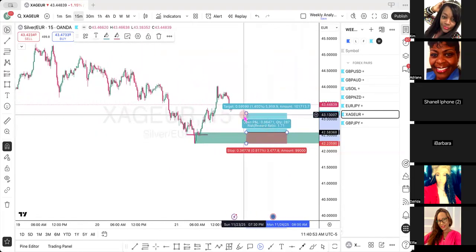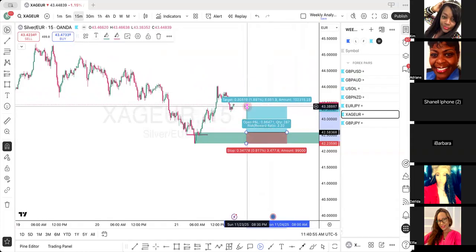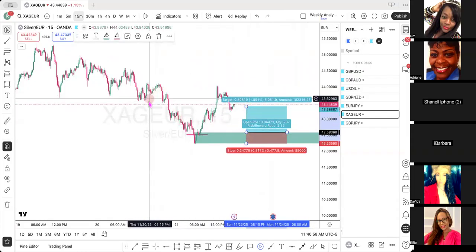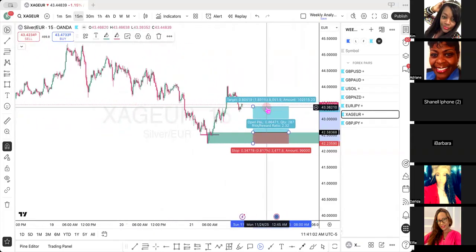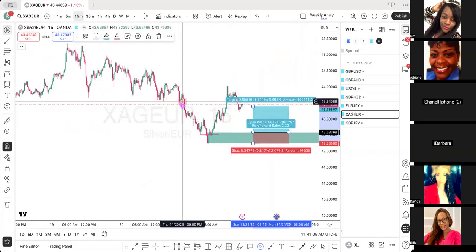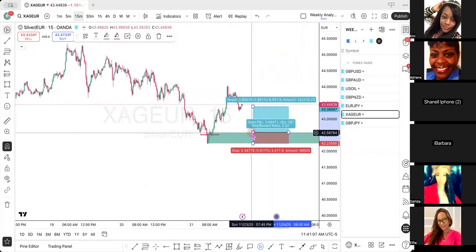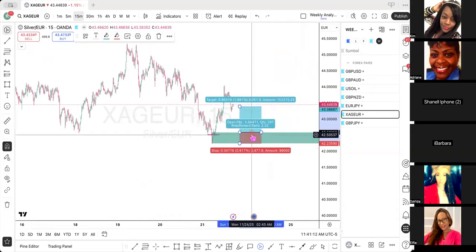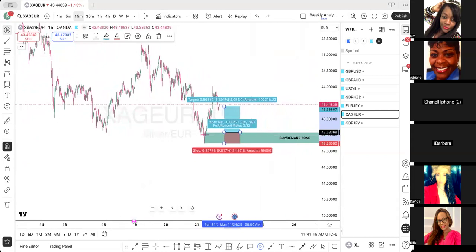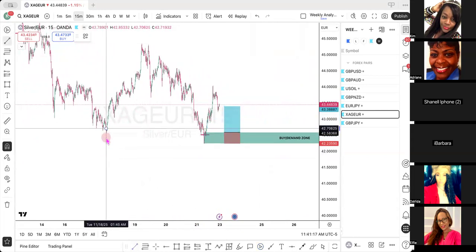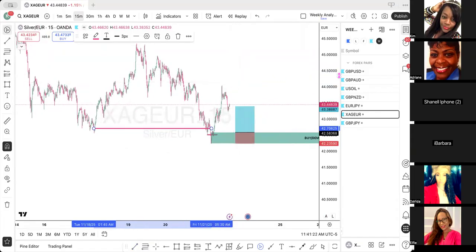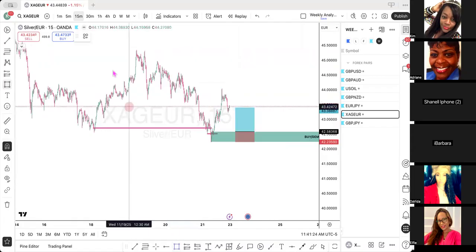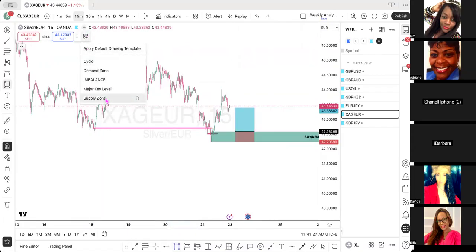Because now that I'm looking at it, the structure got pushed out and twisted to the downside. I would wait for it to pull back to that zone, because this was the break right here. So this could just be pushing back into this supply zone to then start selling again.